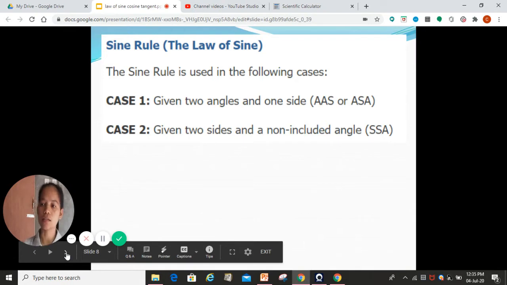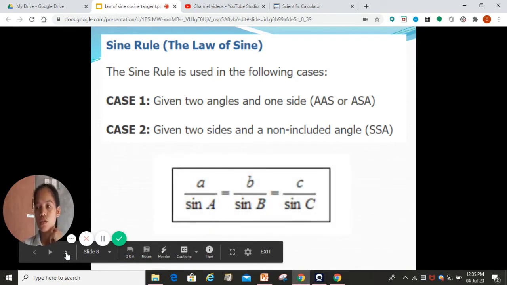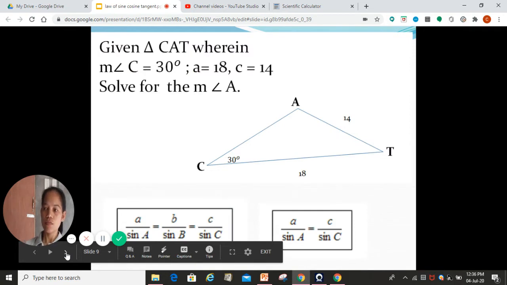So non-included angle. Remember what I've told you? The pair that you have to make, you should have at least a pair of a side and the opposite angle, another side and an opposite angle, and another side and an opposite angle. So they are all equal when it comes to this sine rule. Let's have this given.